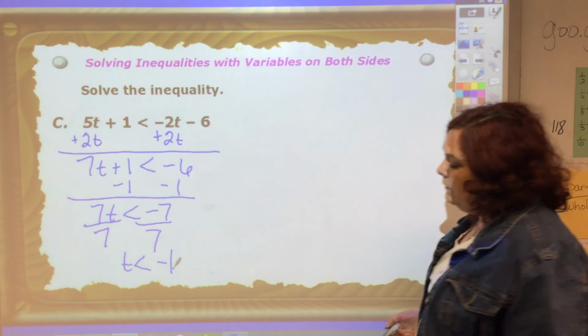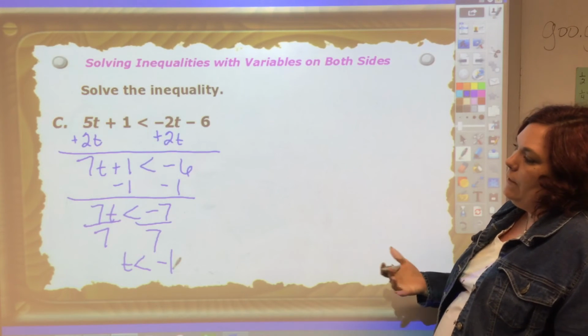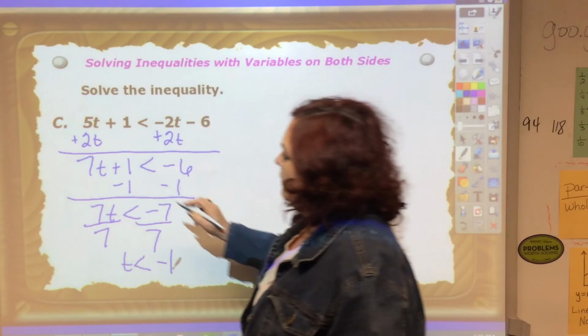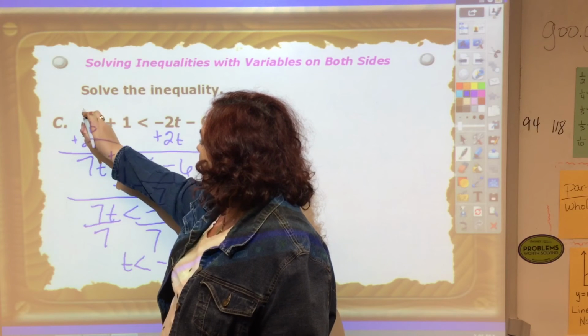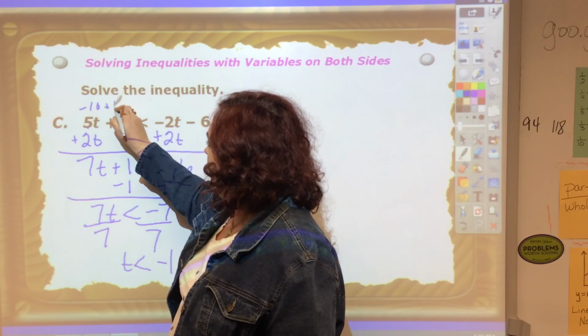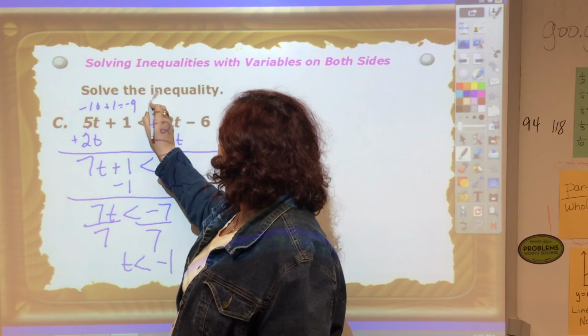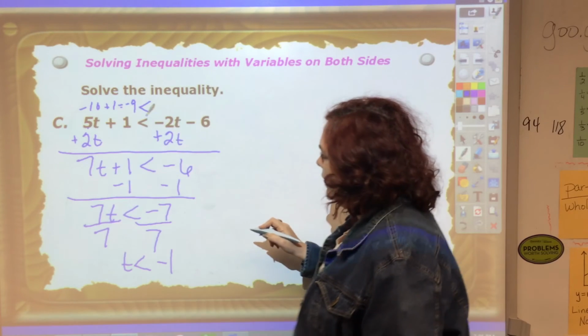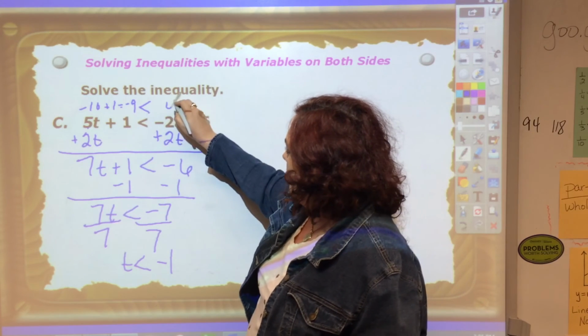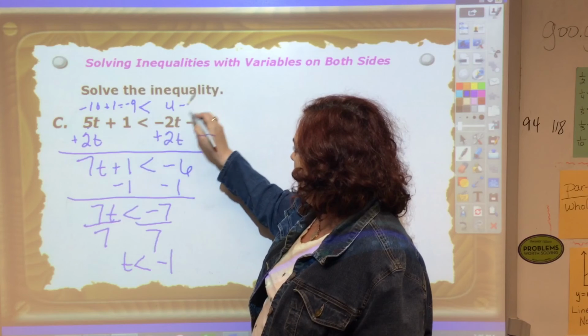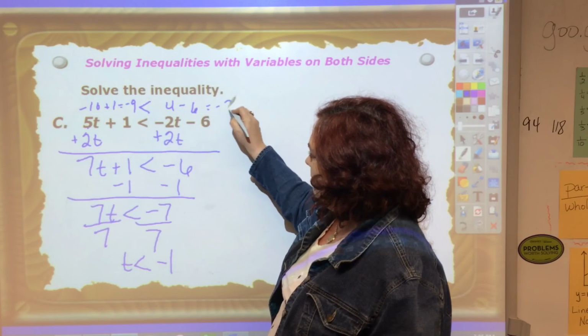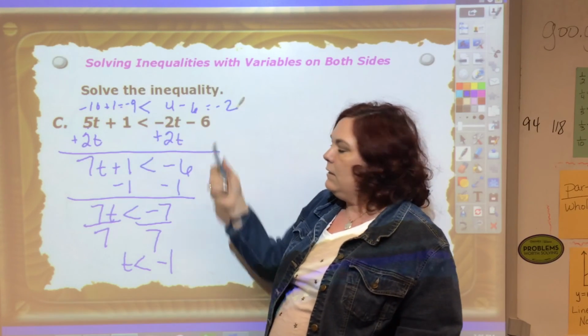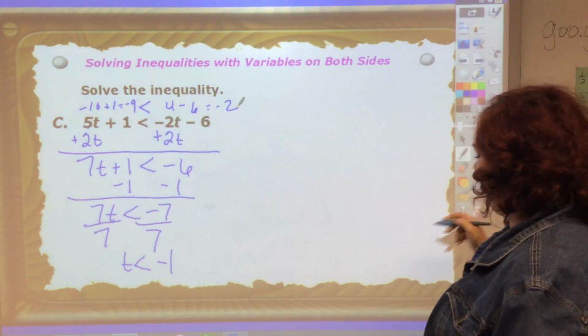And so t is less than negative 1, so let's say negative 2. So negative 2 times 5 would be negative 10 plus 1 would be negative 9. And we want to know if that's less than 4 minus 6, which is negative 2. So negative 9 is less than negative 2, so it checks out.